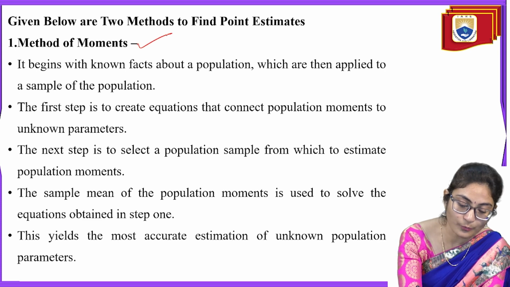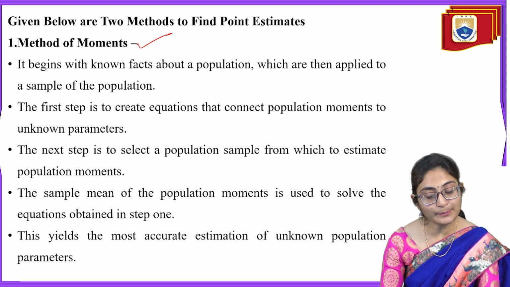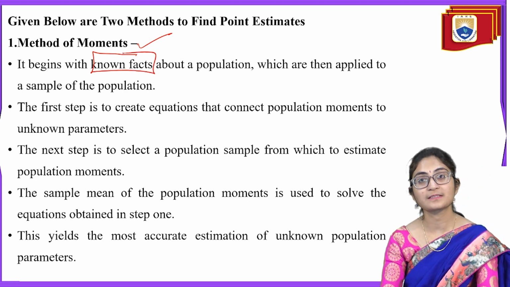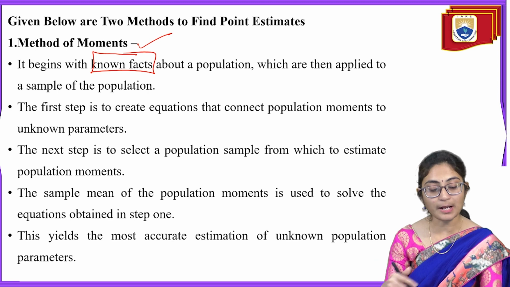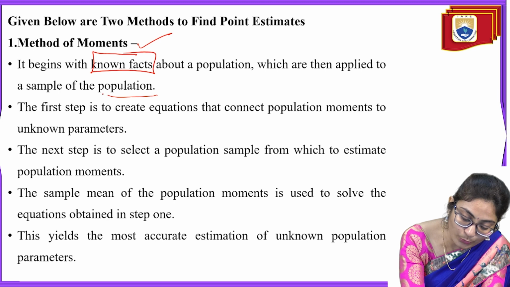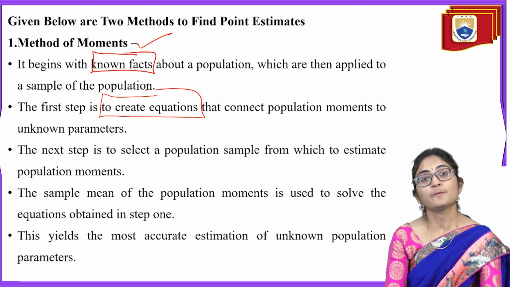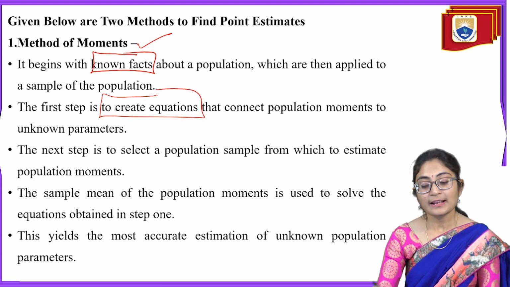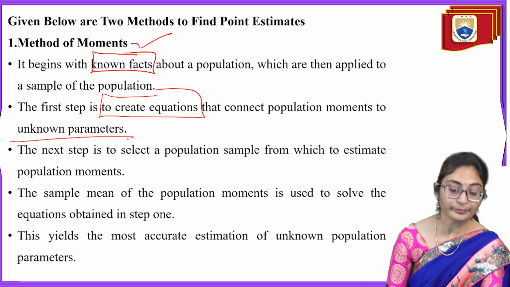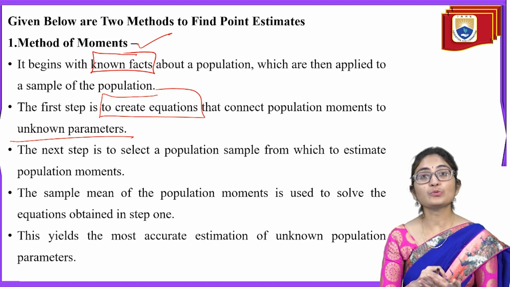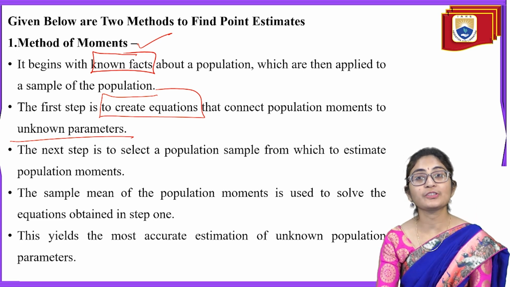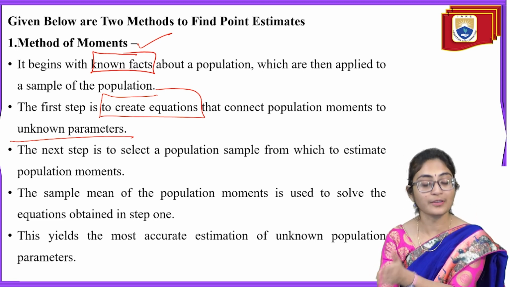The first one is the method of moments. It begins with known facts. In the method of moments, it begins with known facts about the population, which are then applied to a sample of the population. The first step is to create an equation which will connect the population moments to the unknown parameters. That means you start with the known facts, and after creating the equation, you convert it into the unknown factors.